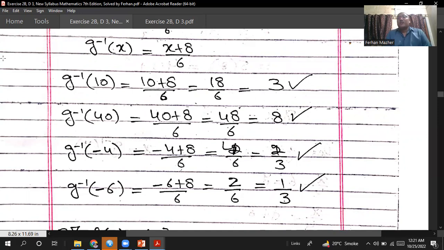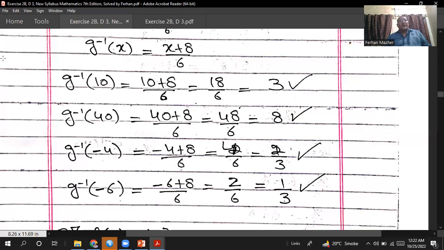The image is minus 4. I want to find out the domain. So g inverse of minus 4, that is what I want to find out. So g inverse of minus 4 will be equal to minus 4 plus 8, the whole thing divided by 6, and that will be 4 by 6, and that will be 2 by 3. So the domain is 2 by 3.